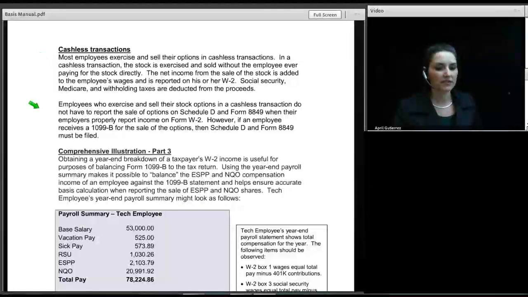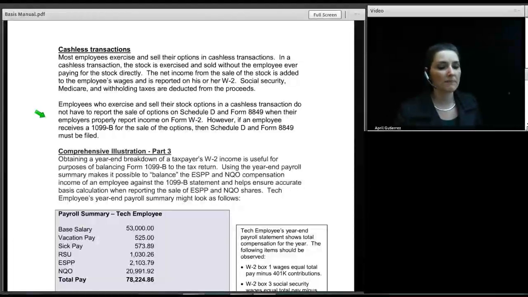So employees who exercise and sell stock options in a cashless transaction do not have to report the sale of options on Schedule D and Form 8949 when their employers properly report the income on the W-2. So that code V on the W-2 tells you that a stock option happened, or that there was an exercise of qualified or non-qualified options. When that happens, the employer is required to put that code V there, and if the code V is there, the employee technically is not required to report the sale.